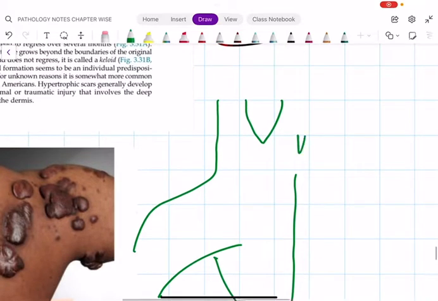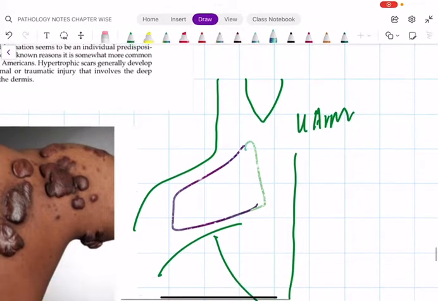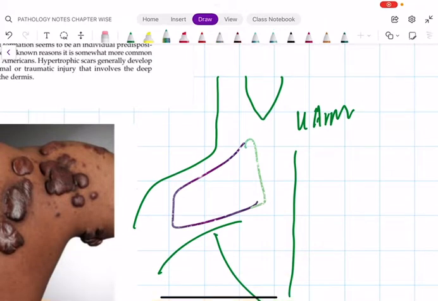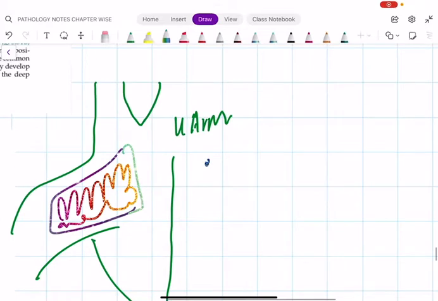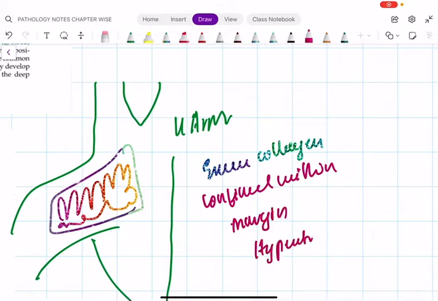Fine, this is an upper arm. I am getting an injury here. Of course, scar formation happens. Suppose there is excess collagen deposition like this, confined within the boundaries. The word is very important: excess collagen confined within margins. We call it a hypertrophic scar.